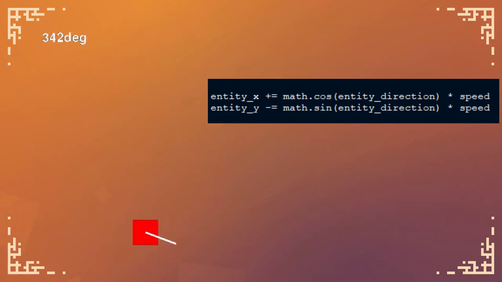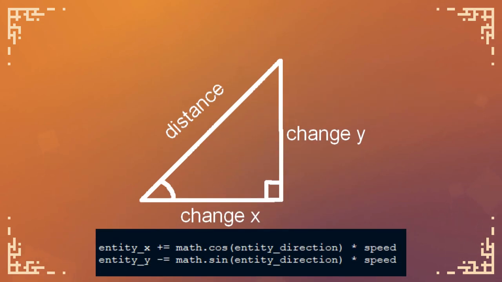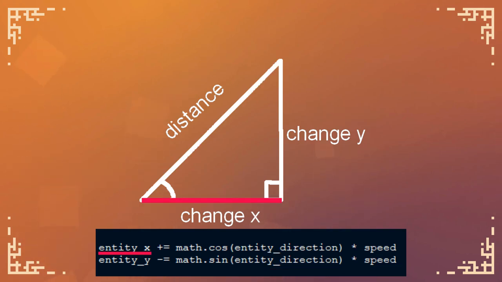We add the cosine of the angle times the distance to the x position of the entity, and the sine of the angle times the distance to the y position of the entity. Let's visualize a triangle again. Using the trigonometric functions, we use the values for theta and the length of the hypotenuse to get the change in the x-axis and y-axis.